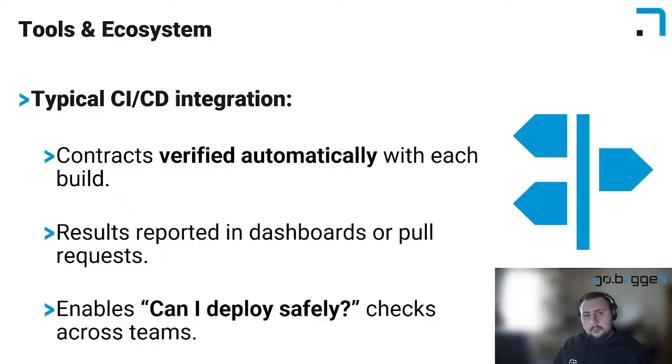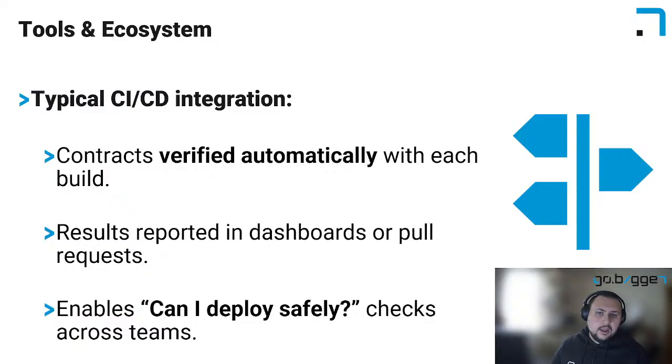What does that enable us? Of course, can I deploy it safely? It's a check all across the teams because everyone is able to see if something got messed up in the latest merge request or if something broke, for example, in the last deployment pipeline. Everything's possible, but in this case, we have a fail-safe mechanism using the contract testing.